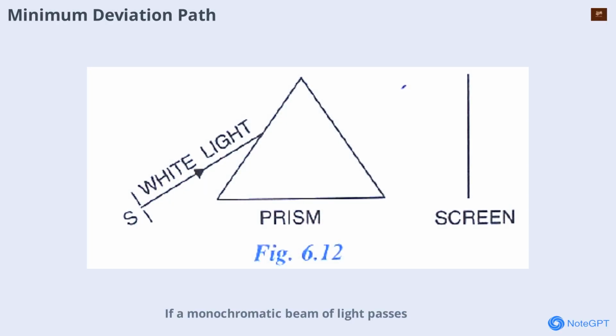If a monochromatic beam of light passes through an equiangular prism at minimum deviation, the beam travels parallel to the base of the prism. When white light is used in the same way, it splits into its constituent colors, forming a spectrum. This demonstrates that white light is polychromatic, containing many colors.